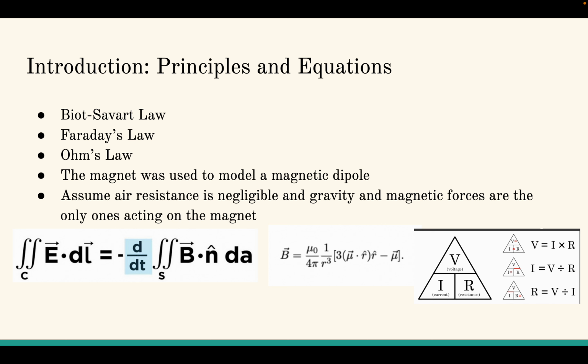The magnet was used to model a magnetic dipole. That's one of the principles. And the other principle that we used is assuming that air resistance is negligible in the computational model, and we assume that gravity and magnetic forces are the only forces acting on the magnet.